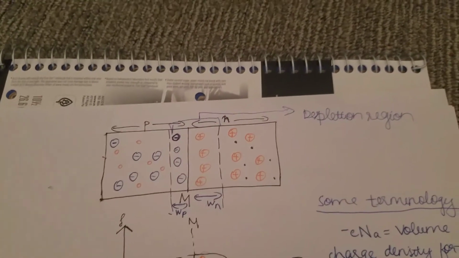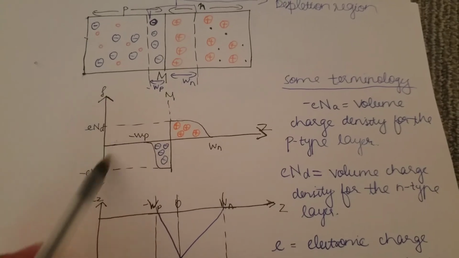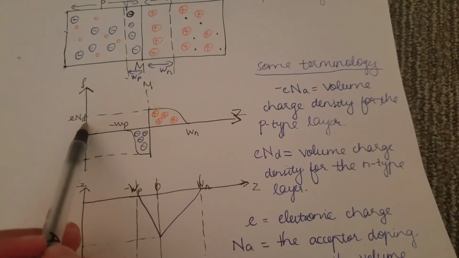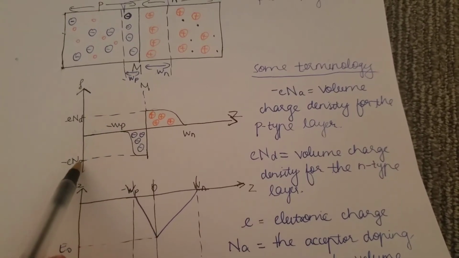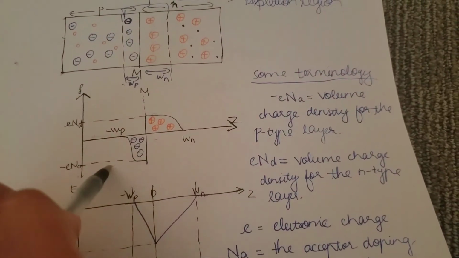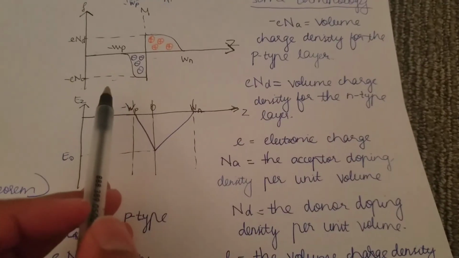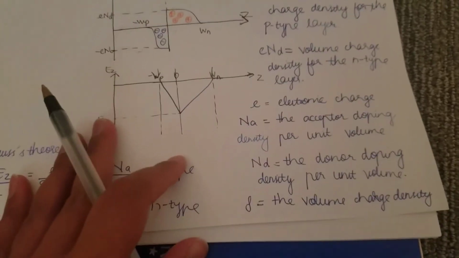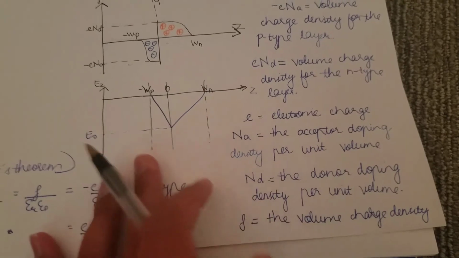So now, let us look at some terminology and graph. This is the graph of the volume charge density. This is the volume charge density for the n-type layer and this is the volume charge density for the p-type layer. Here e is the electronic charge, Na is the acceptor doping density per unit volume, Nd is the donor doping density per unit volume, and rho is the volume charge density.